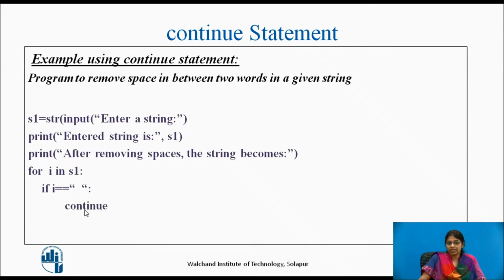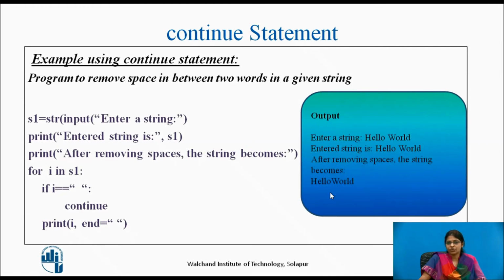If it is equal to space, then we are going for a continue, which means that it is not printed, and it will go to the beginning of the loop. If i is not equal to space, then it is printed. So this loop will repeat till all the characters are ended, and it will not print anything when a space is encountered. So the output for this program is shown here. Here the user has entered hello world, that has been printed, and after removing the spaces, you can see that the space in between hello and world is removed.